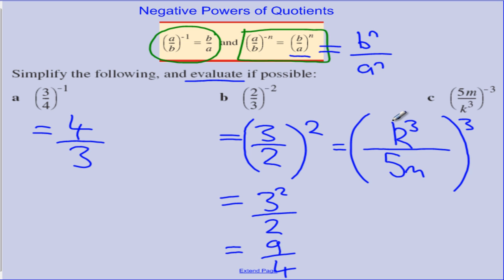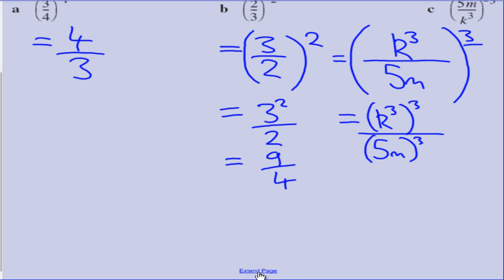The next one, to evaluate this question, we need to expand those brackets and apply that cubed on the outside to both the k and the 5m. So we're going to end up with k cubed and cubed again, divided by 5m cubed. And that's how we expand those brackets there. I'm going to give myself a little bit more room.